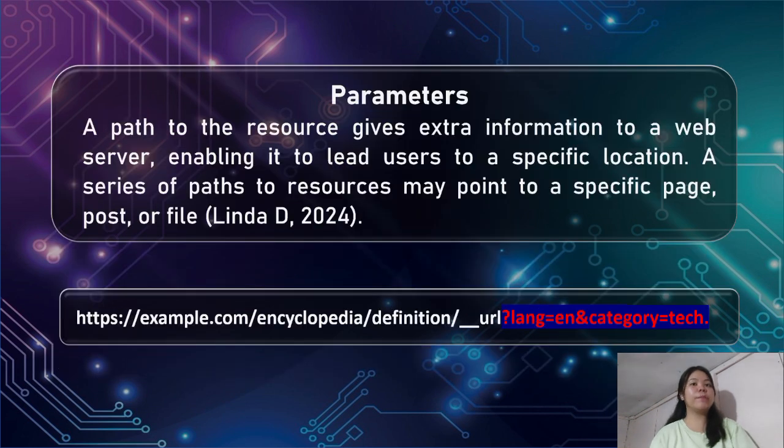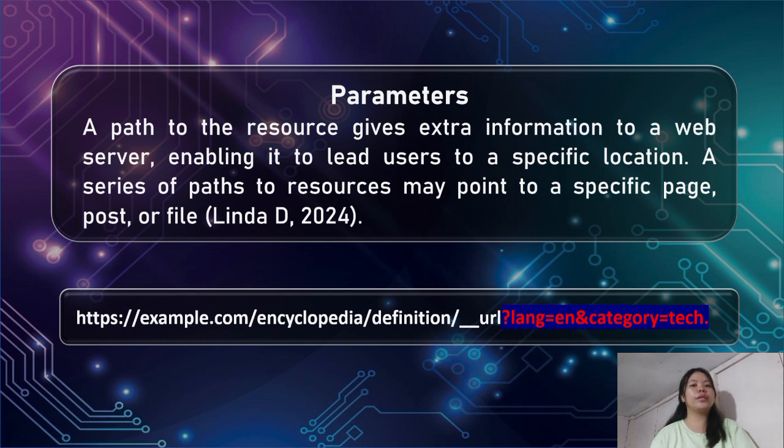So we just learned about the path in a URL, which is like a roadmap to a specific page on a website. But what if we need to give the web server even more information to find the exact resource we're looking for? And that's where the parameters come in. Parameters are like the extra instructions that we add to the path to give the web server more information.